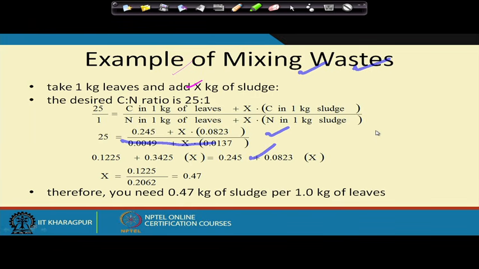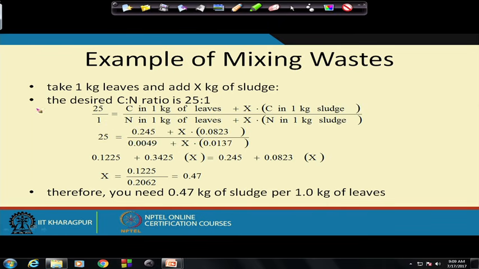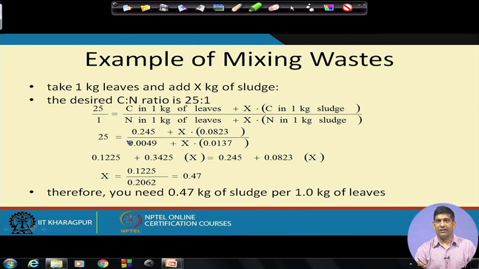And then if you continue that, take 1 kg of leaves and x kg of sludge, we don't know yet. So how much sludge will be needed per leaf? Let's take 1 kg of leaf and add x kg of sludge. The desired carbon to nitrogen ratio is 25:1. What we are doing here is just a simple mass balance, so all the carbon is in the numerator and all the nitrogen is in the denominator.